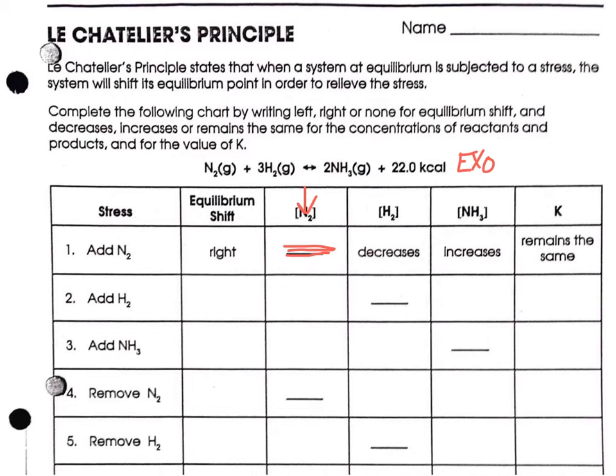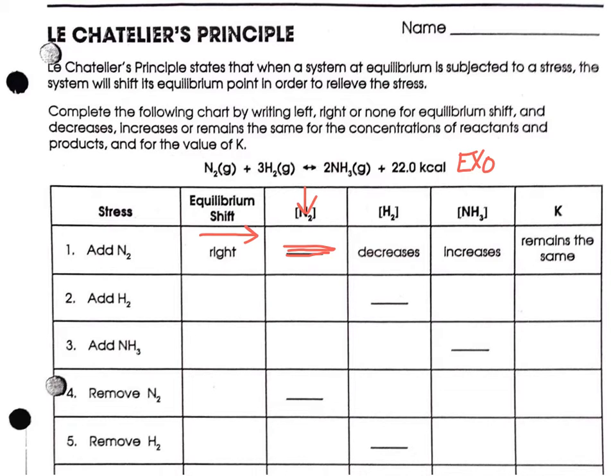Okay, so if we add a reactant, then the system will shift to use up the reactant. In other words, the system is going to shift to the right. It's going to shift to the right, shift towards products.